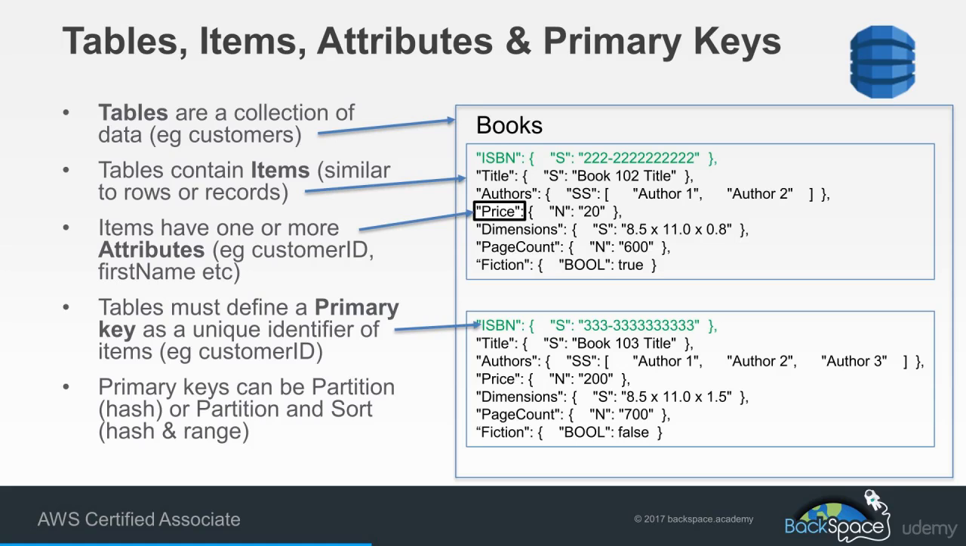Now, primary keys can be just one, as in a partition or hash key, or they can be partition and sort, so a hash and range. So there's two types of primary keys that you can use in your tables.